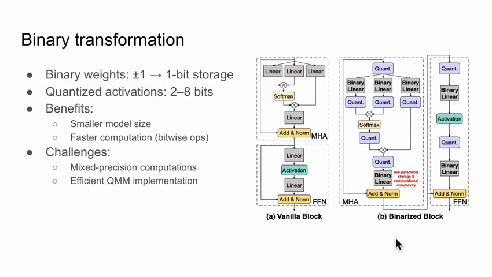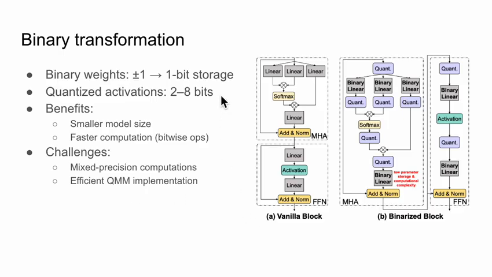The binary transformer uses 1-bit weight and low-bit activation. This reduces memory and speeds up the operations via bitwise multiplication. The challenge is supporting mixed precision operation efficiently, especially quantized matrix multiplication, or QMM.